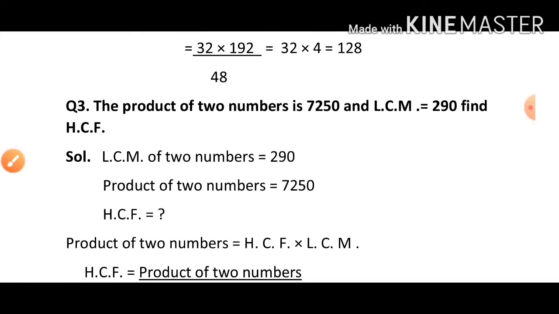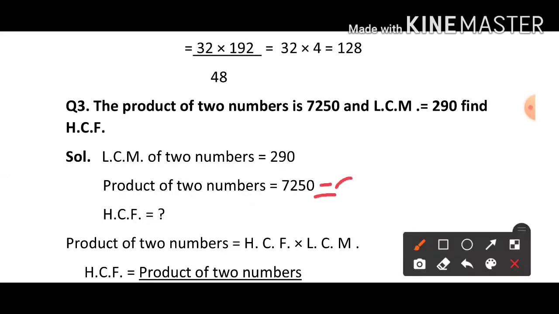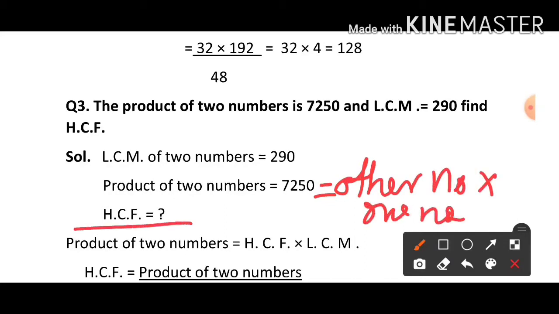Now question number 3. The product of two numbers is 7250 and LCM is 290. Find HCF. Now you can see that here LCM is given as 290. Instead of giving one number and other number, they directly gave the multiplication of two numbers. So the product of two numbers means multiplication of two numbers, which is equal to 7250, and we can write it as other number multiplication one number. Now we have to find the value of HCF.